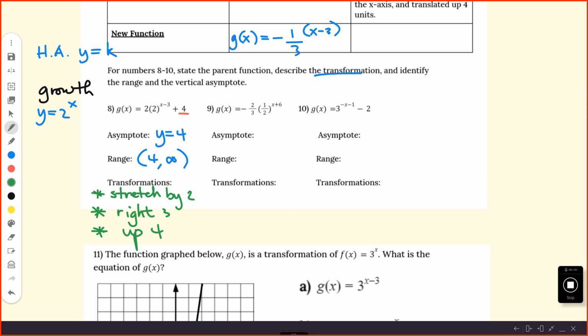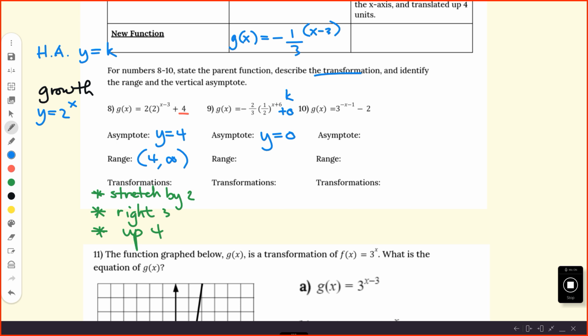Any questions? Okay, let's try to do the asymptote for number 9. What is the asymptote for this function? Y equals 0, right? Because there's no k value, there's no number after the exponent, so it's like plus 0. So your k is 0. So y equals 0.